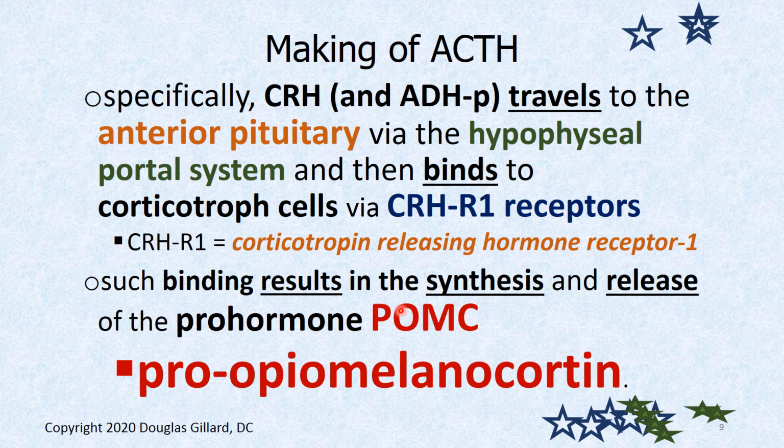A little bit more specifically, the CRH, as well as antidiuretic hormone, as we'll see in a second. I call it antidiuretic P, meaning it comes from parvocellular neurons, not the one that comes from the magnocellular neurons. But both of these travel through the hypophyseal portal system, and they bind to the receptors on corticotroph cells. CRH binds to CRHR1 receptors. What happens if you have a mutation in these receptors?